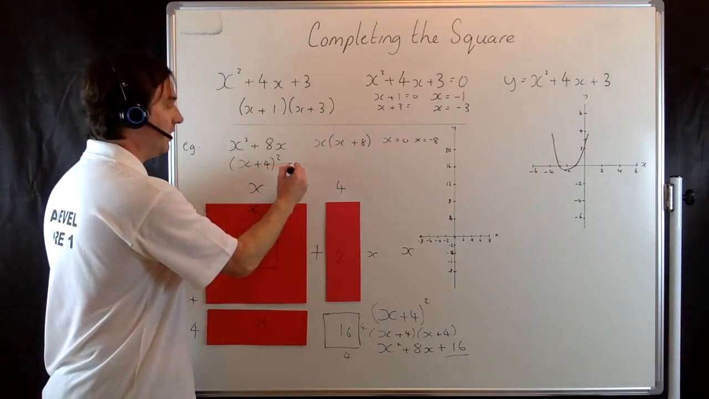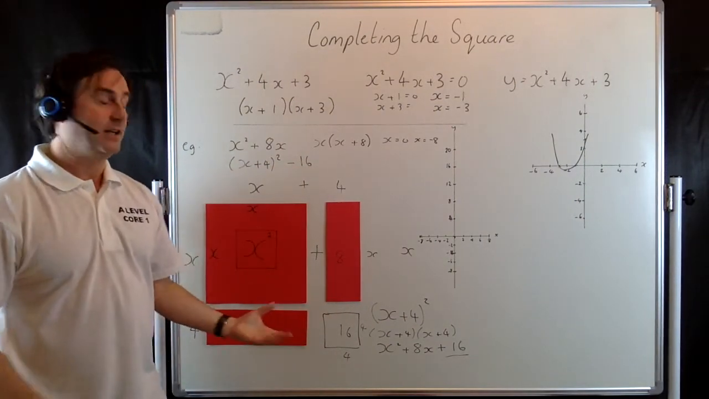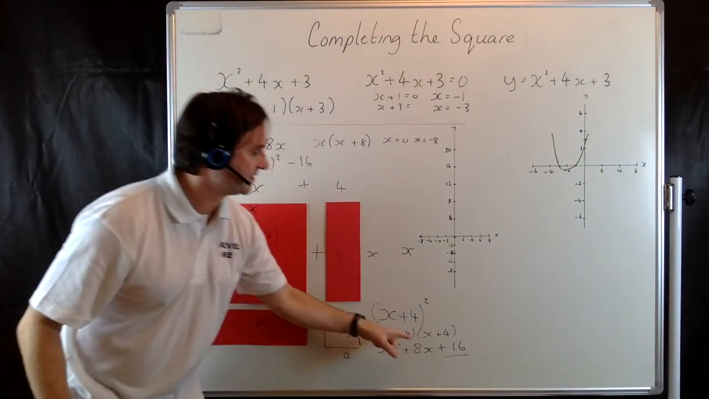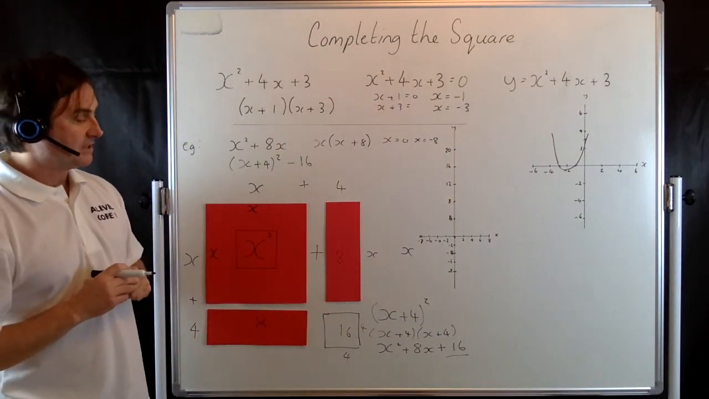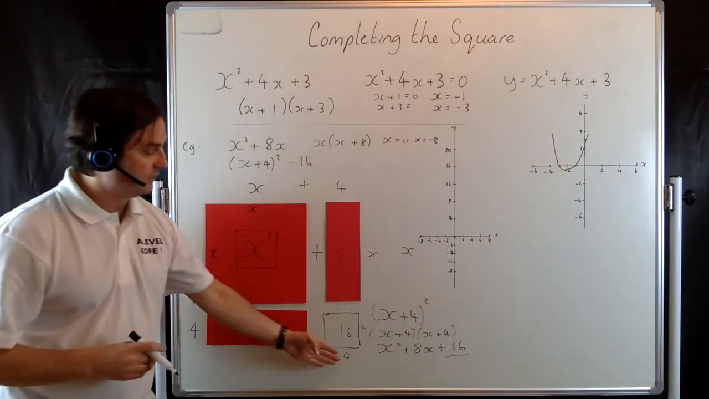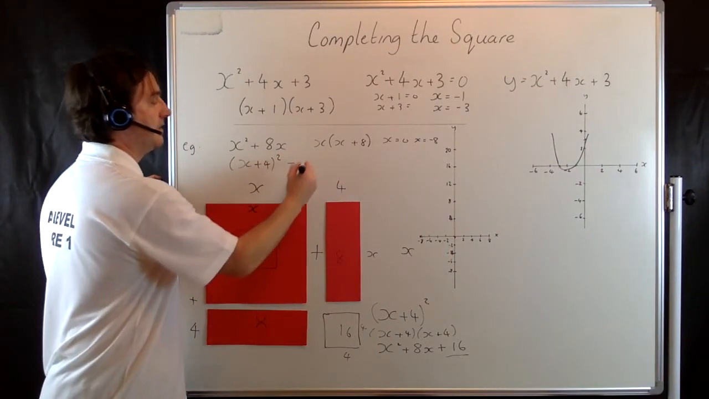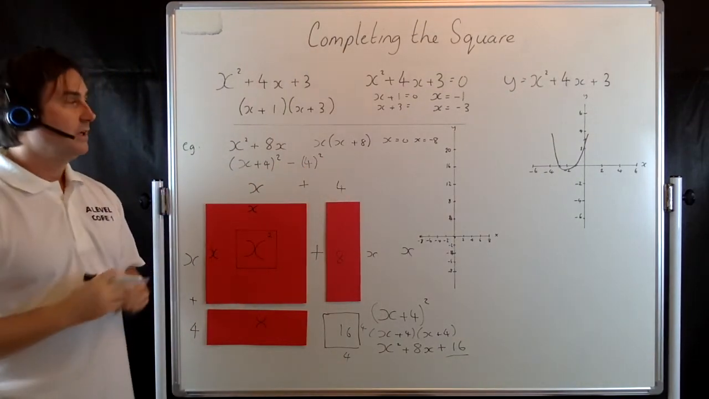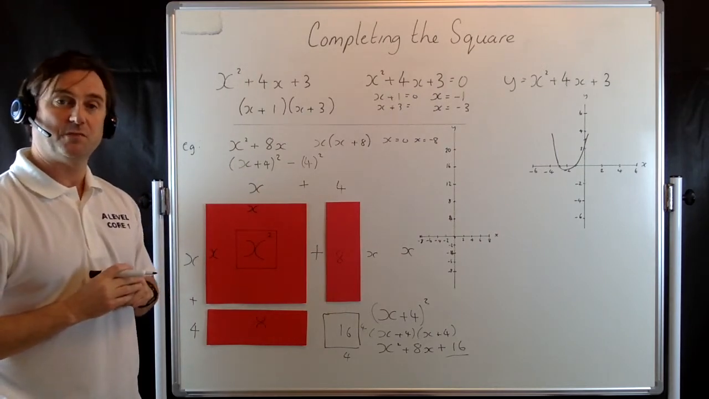So if I then take the 16 away, then I've completed the square, and this expression is identical to this because all I've done is taken the 16 away from x plus 4 squared. Now what we should be able to see here is that we get this 16 by doing the 4 squared. So I could replace this with negative 4 squared.